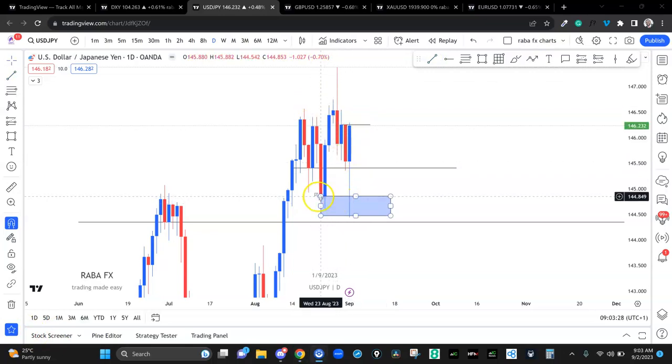So on the daily, you can see price rejected of this level. These are very powerful zones if you understand. Okay, if you want me to teach you this, you can join my mentorship. I will show you how to trade this and understand this very well.